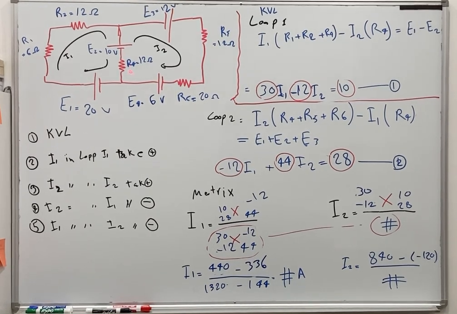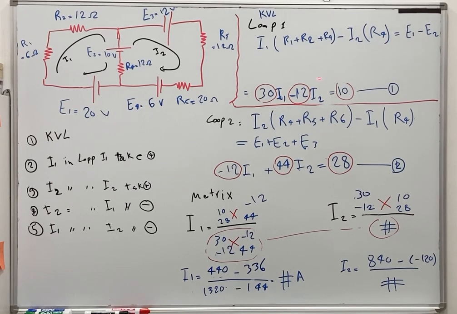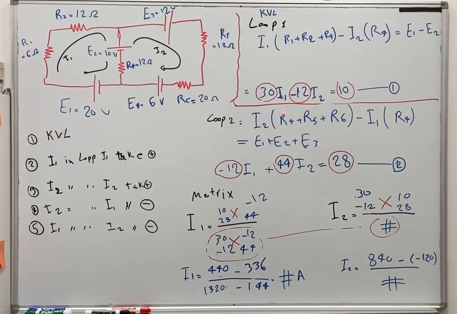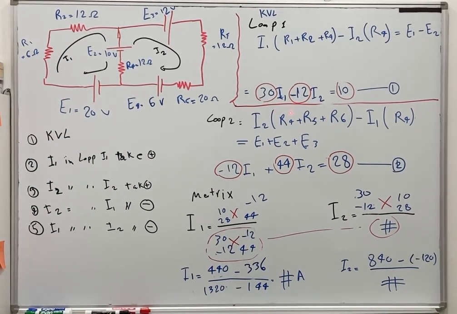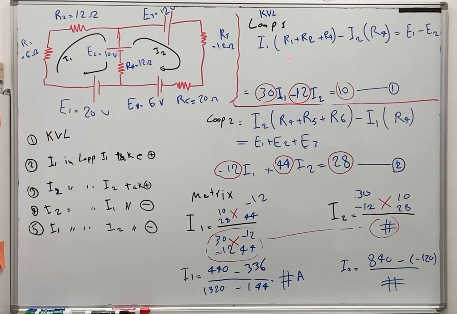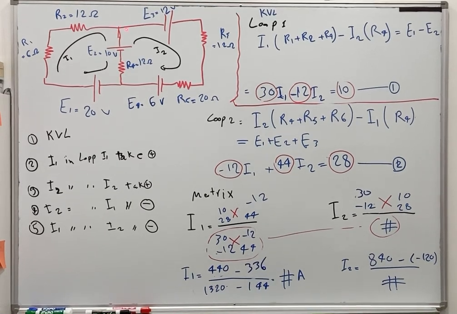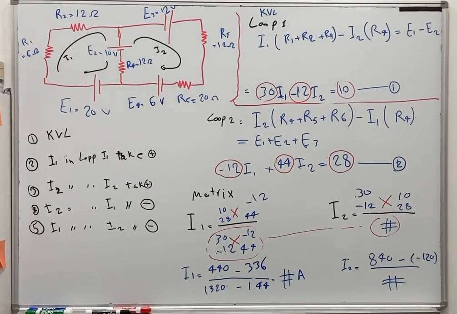So after putting all the numbers from the diagram into this equation, we'll get something like this: 30 multiplied by I1 minus 12 multiplied by I2 equals 10. Okay, so this is the conclusion of the equation for loop 1. Now let's go to loop 2. Loop 2 is this one from here, and it covers all of this here.